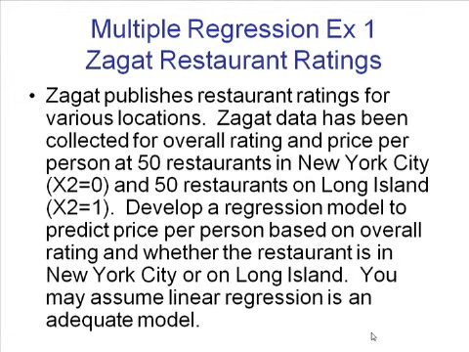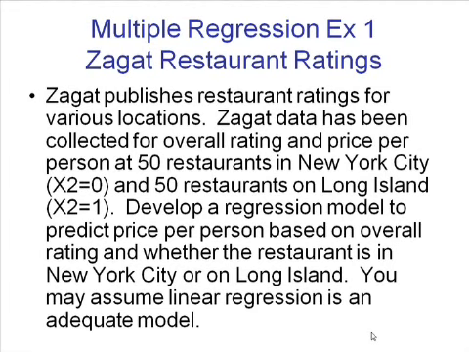We're going to develop a regression model to predict price per person based on overall rating and whether the restaurant is in New York City or on Long Island. That, of course, will be a dummy variable with x2 equals 0 for New York City, x2 equals 1 for Long Island. You may assume that the linear regression is an adequate model.